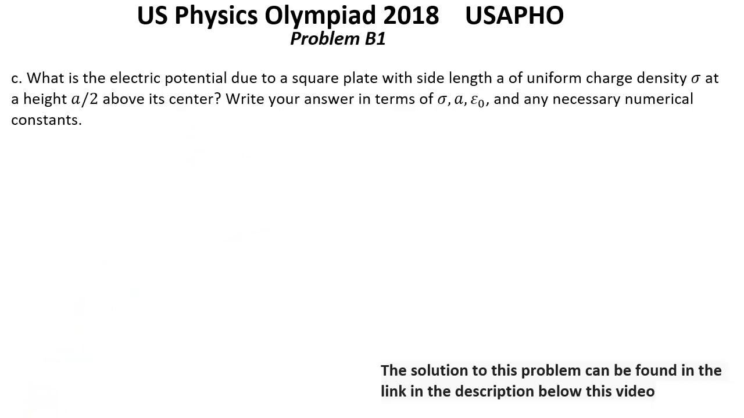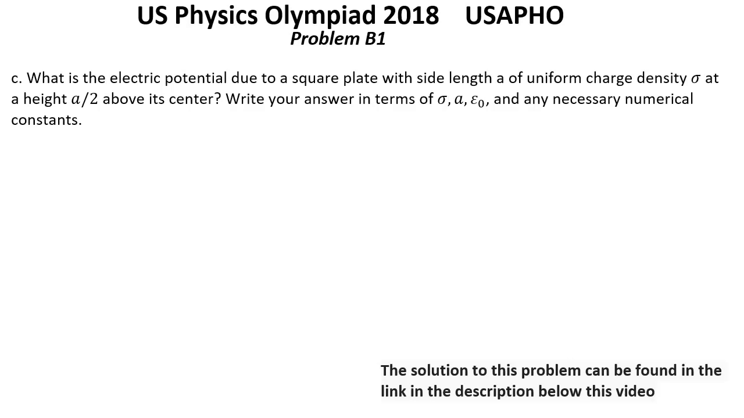Question C. What is the electric potential due to a square plate with side length A of a uniform charge density sigma at a height A over 2 above its center? Write your answer in terms of sigma, A, epsilon 0 and any necessary numerical constants.